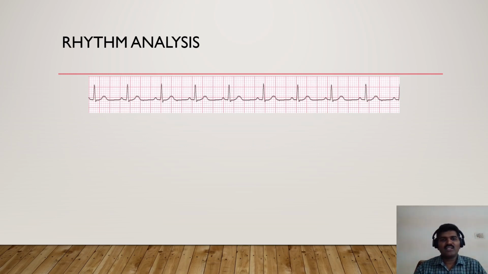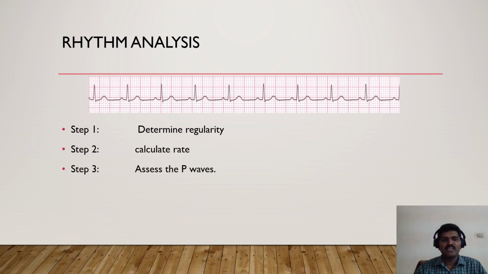Coming to rhythm analysis, there are 5 steps. Step 1 is determination of the regularity. Step 2 is calculating the rate. Step 3 is assessing the P waves. Step 4 is determining the PR interval. Step 5 is determining the QRS duration. Once you follow these 5 steps and interpret the results, you will come to a conclusion, the diagnosis.